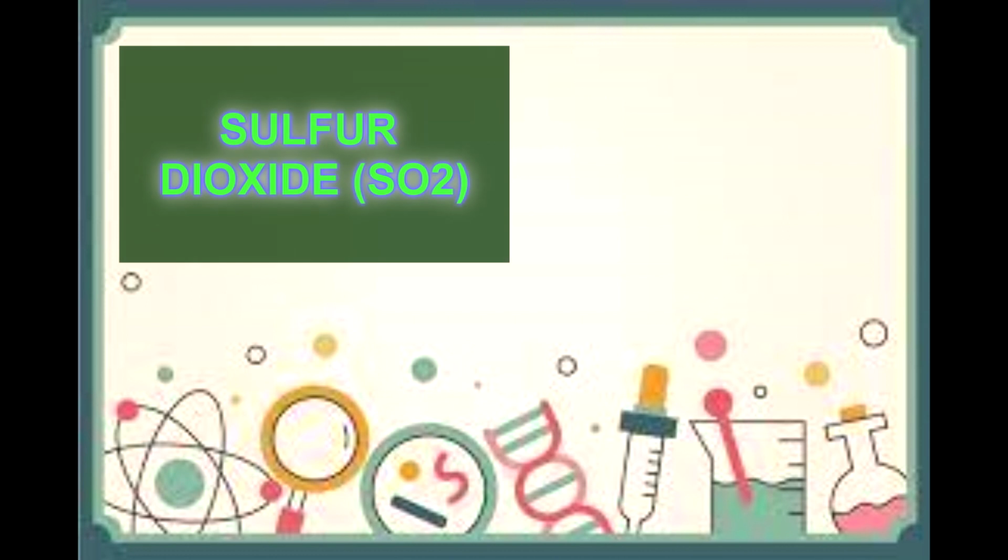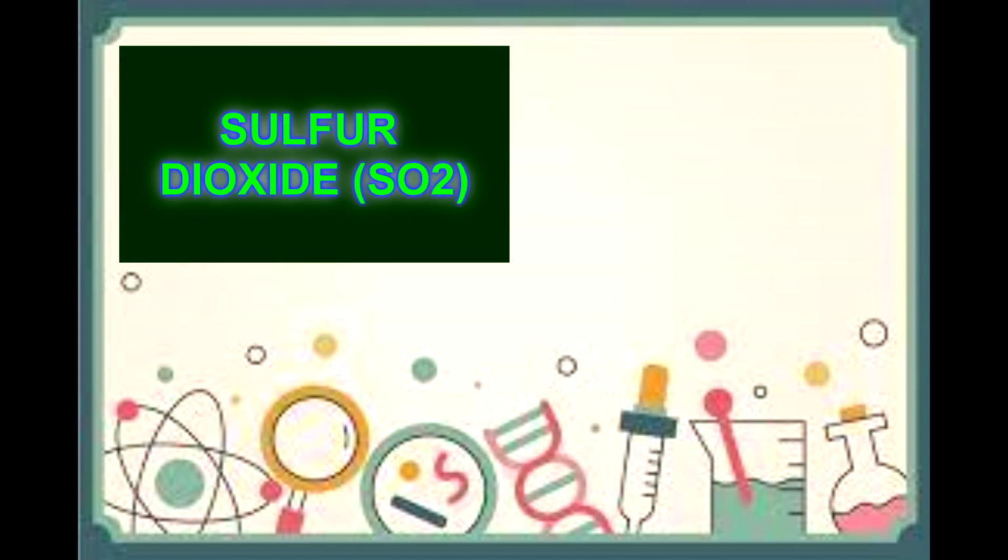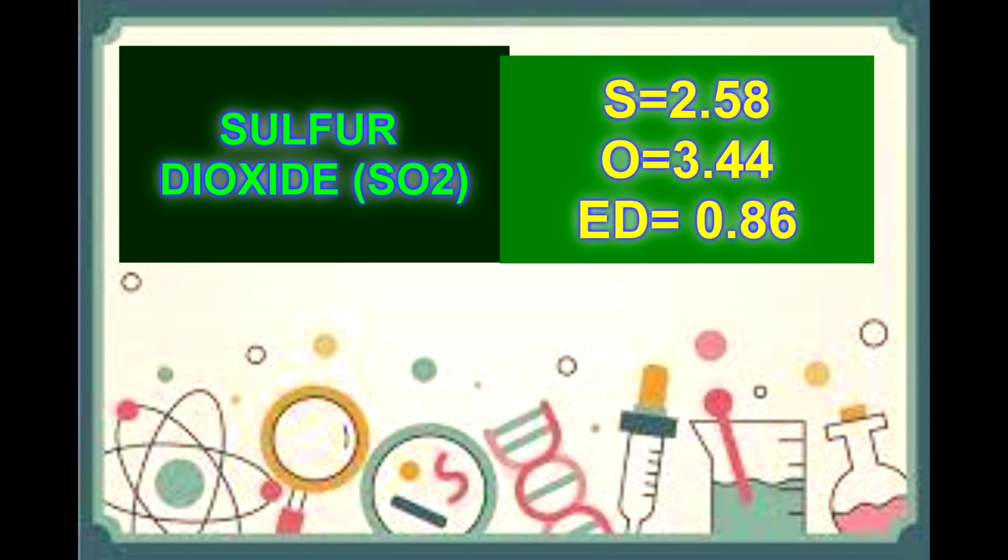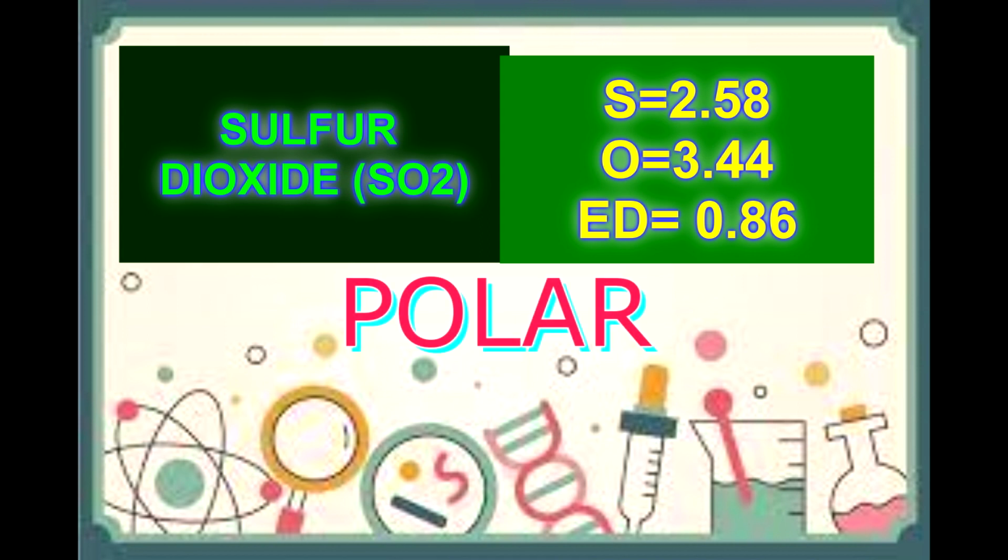Let's have another one, which is sulfur dioxide. Sulfur dioxide has sulfur and oxygen in its molecular formula. Sulfur has 2.58 electronegativity, while oxygen has 3.44 electronegativity. Their electronegativity difference is 0.86. It is higher than 0.4, therefore, sulfur dioxide is a polar molecule.